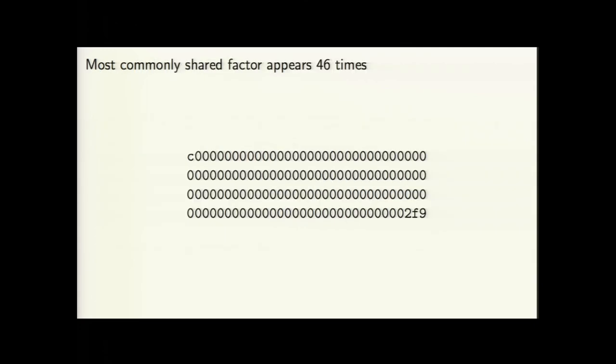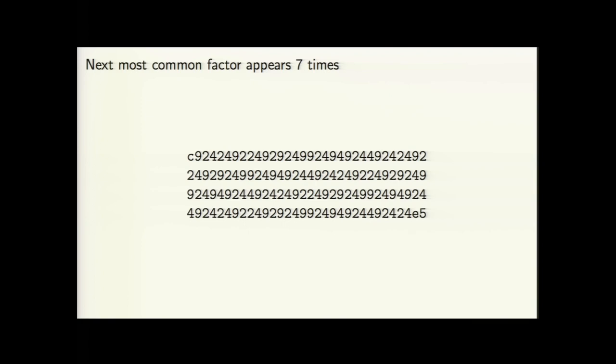Then we took a closer look at the prime factors. This is the most commonly shared prime factor in these keys. It's prime. It's random. This is the next prime after 2 to the 511 plus 2 to the 510. So, yes, that's a problem with the random number generator. This is the next most commonly shared prime factor. And as we went down the list of the prime factors, we found a whole bunch more of this form.